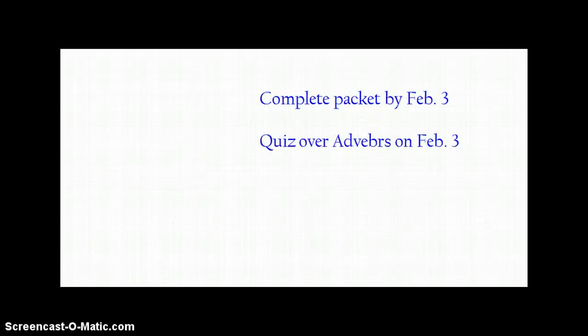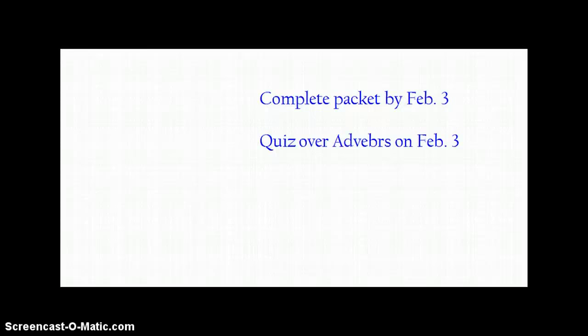In closing, here's what you need to do and prepare for. You need to have your packet of adverbs done by February 3rd. That should give you a couple weeks to do it. That's a Monday. Today is the 17th, so that gives you just over 2 weeks, because there's going to be a quiz over adverbs on the 3rd.